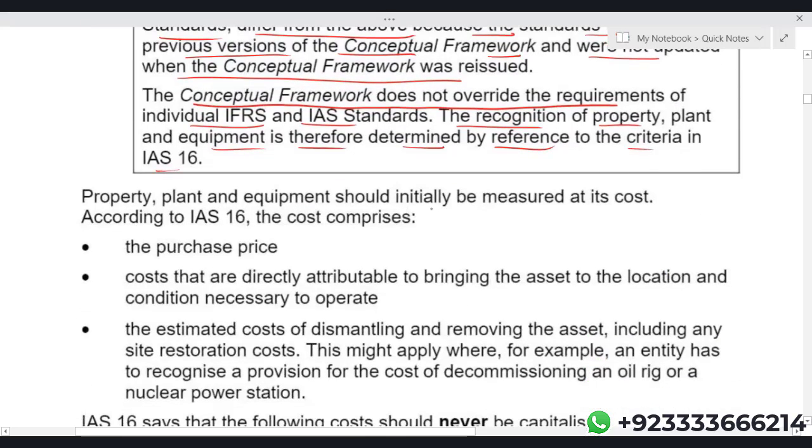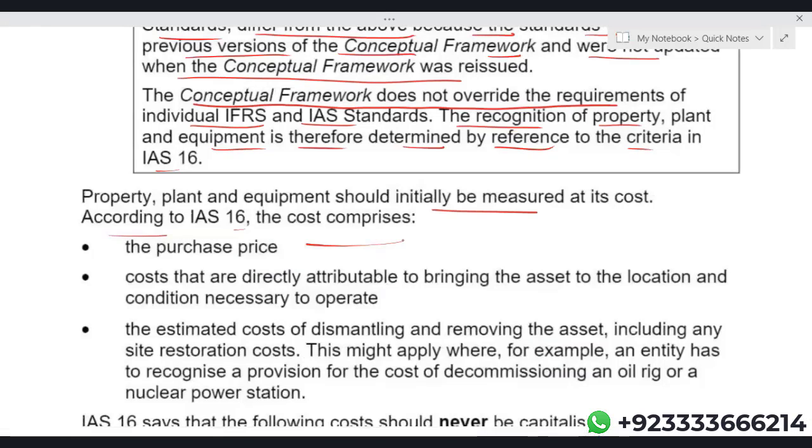Property, plant and equipment should initially be measured at its cost according to IAS 16. Now, cost comprises... So simply, initially, property, plant and equipment will be measured at cost. Now the question is what comes in cost?